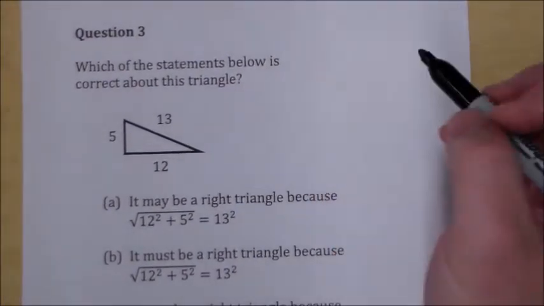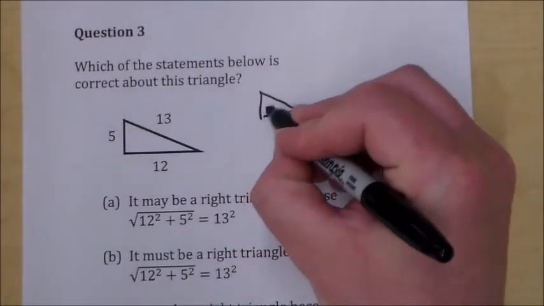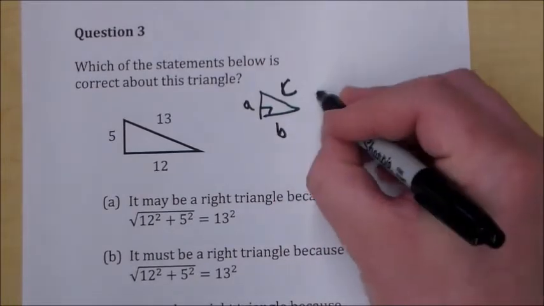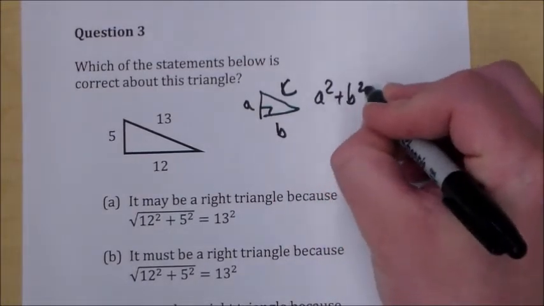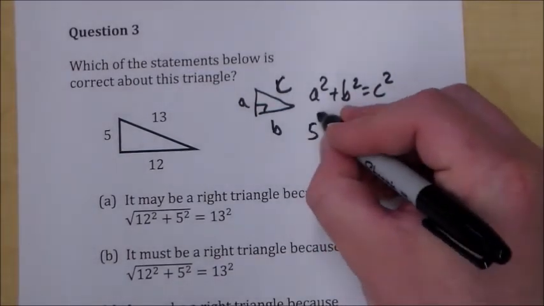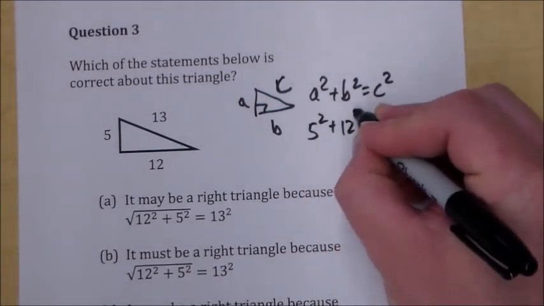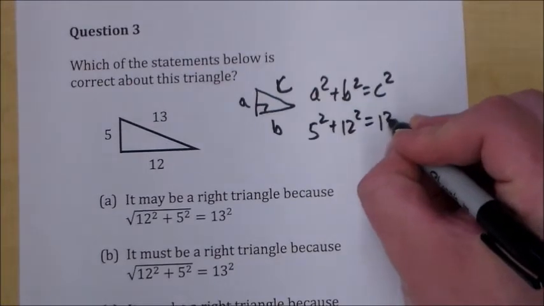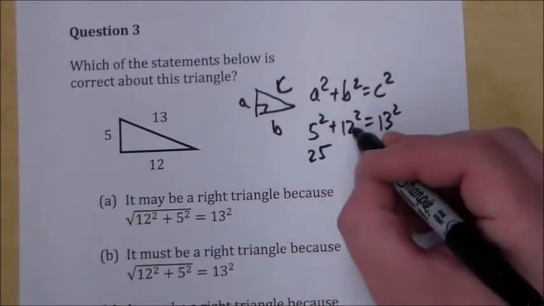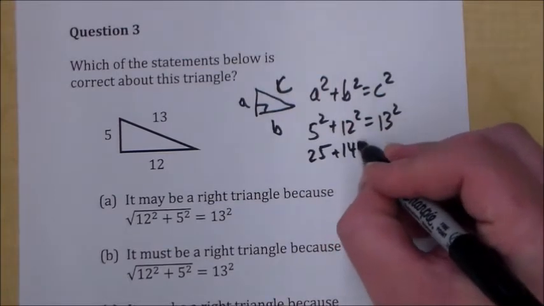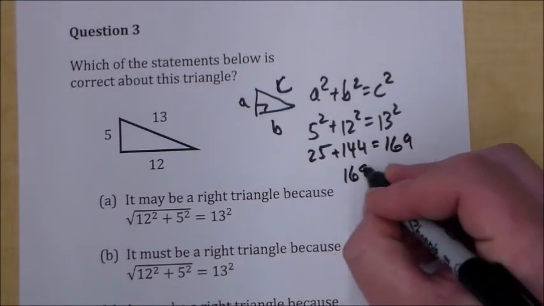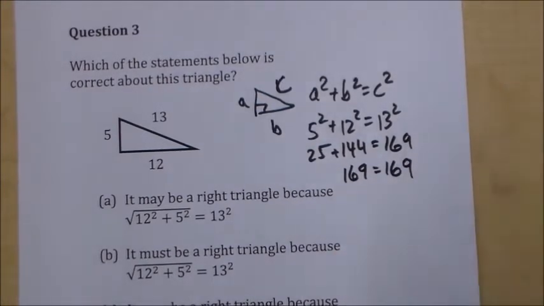All right, well, we know if it is a right triangle, then a squared plus b squared is going to give us c squared. That's kind of boring by now, right? So 5 squared plus 12 squared is going to equal 13 squared. Let's see if it works. 5 squared is 25. 12 squared is 144. And 13 squared is 169. Oh, look at that. 169 does indeed equal 169.